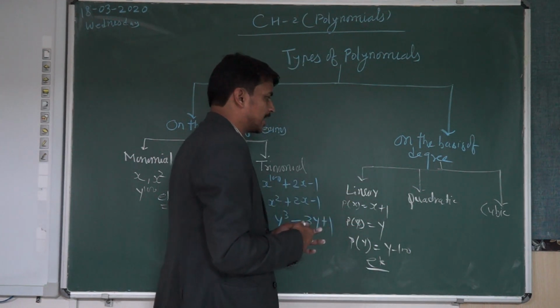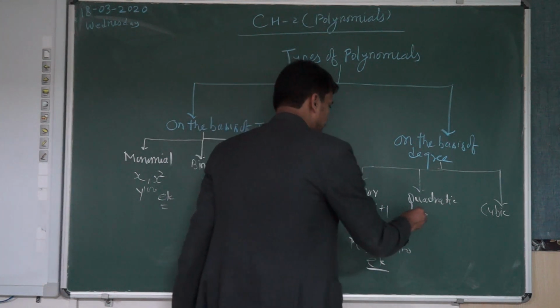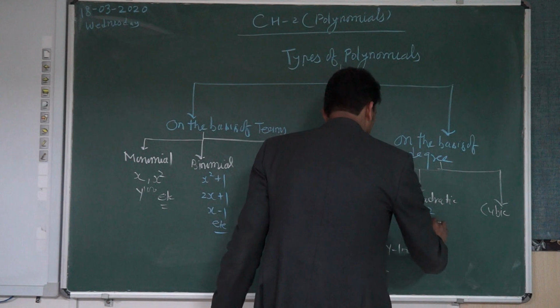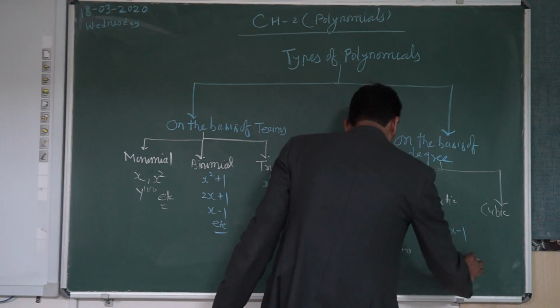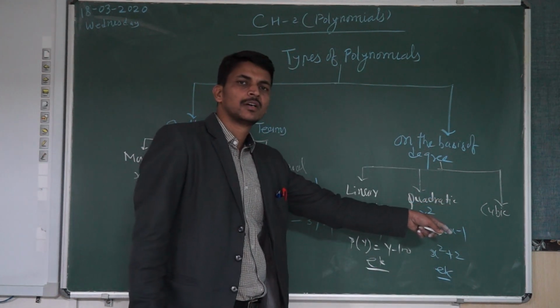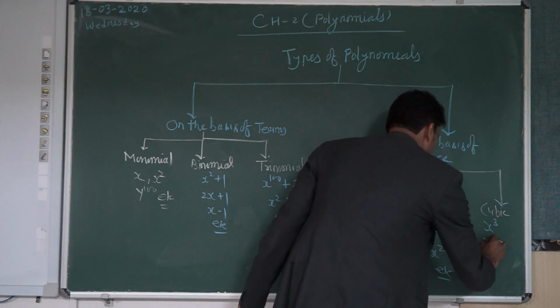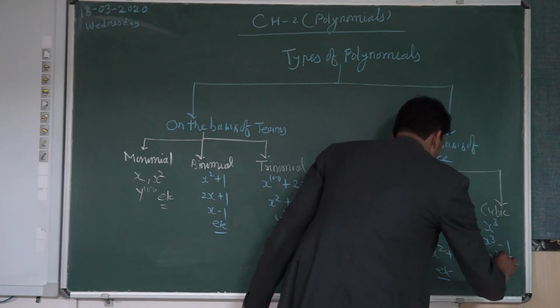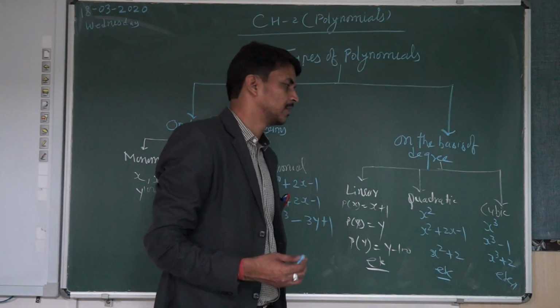Let us talk about quadratic polynomial. Quadratic, as I said, is a polynomial of degree 2. Let me take the example: x square plus 2x minus 1, x square plus 2, etc. These are all examples of quadratic. Cubic polynomial means a polynomial of degree 3. Let me take the example: x cube, simple x cube minus 1, x cube plus 2, etc. These are all examples of cubic polynomial.